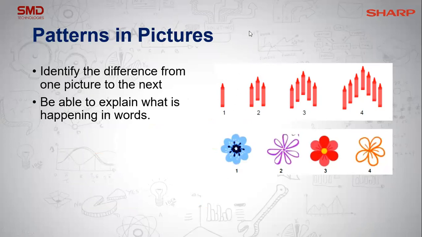And we can see here's 1 crayon, but here's 3 crayons. 1, 3, 5. So we can see that we are adding 2 every time. So my pattern is I add 2 crayons to the next picture.